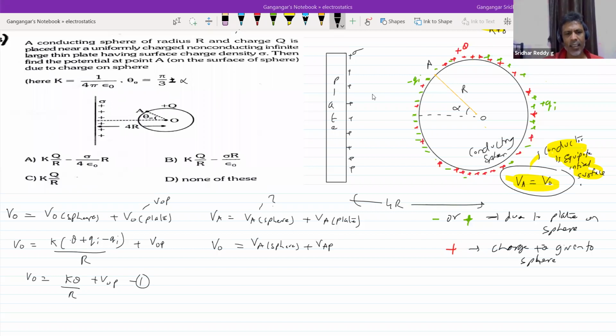Now, let's assume that there is no charge, there is no conducting sphere. What is the potential difference VAO, or VAP minus VOP? Let's come to the electrostatics. Delta V, so VAP minus VOP, should be equal to E into R cos alpha. What is E? E should be equal to sigma by 2 epsilon naught.